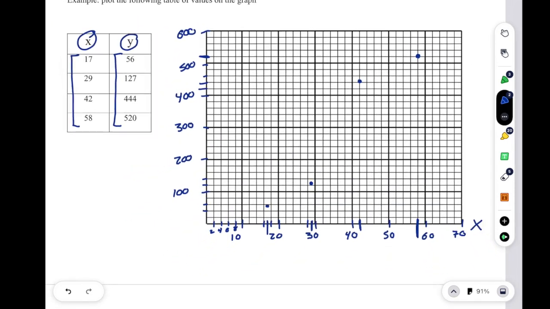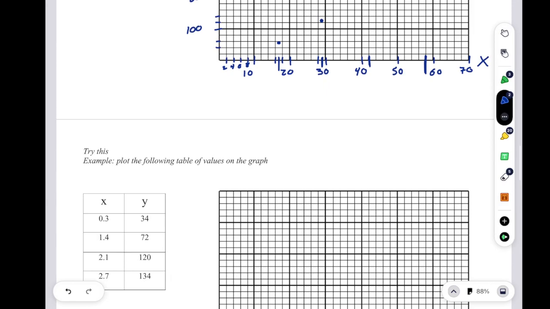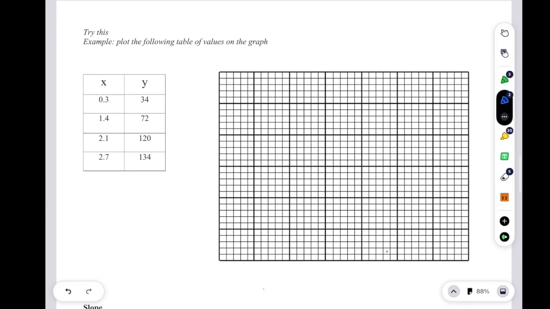Okay, so plot your points similar to that, and once you've done that, I want you to give a try kind of spacing out your points and plotting them on the next example. So give that a try, and then we'll come back to see how you did.